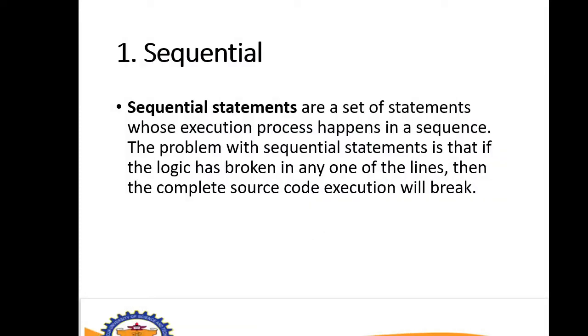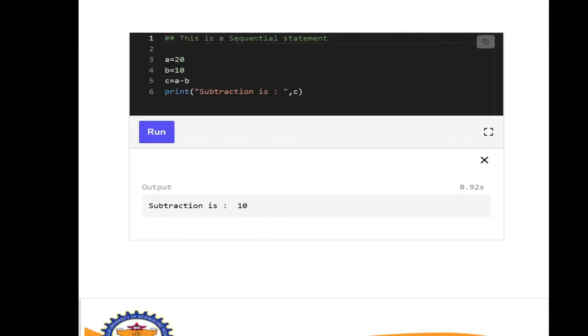So, sequential. So, we're going to tackle again sequential statements. Sequential statements, class, I'm just going to read this one, are a set of statements whose execution process happens in a sequence. The problem with sequential statements, however, is that if the logic has broken in any one of the lines, then the complete source code execution will break. So, ito yung sample nun, class. So, this is a sequential statement.